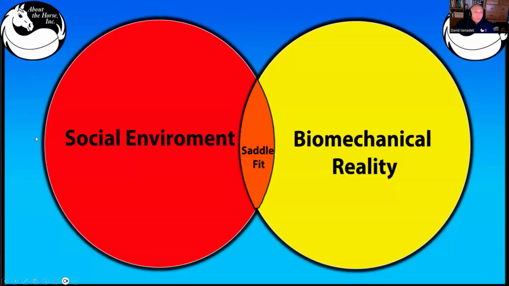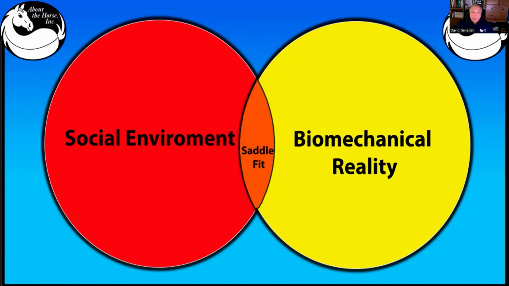Now, this is the real hard part about saddle fitting, and that is we have a whole bunch of different ways that people ride. We have a bunch of different social environments that they ride in. For instance, the dressage group is a social environment, barrel racers are another, and they all have an idea of how they need to ride within that discipline. And then on the other side, we have the biomechanical reality. The biomechanical reality and the social environment aren't always in accord with each other.